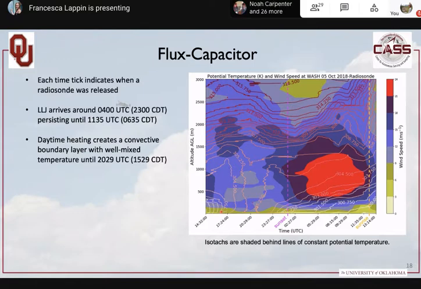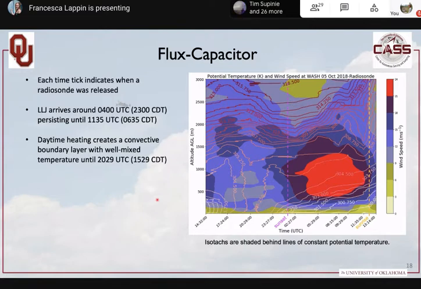Contours over that are potential temperature lines, and you can see as the day begins, there is a shallow, well-mixed layer potential temperature, which increases with height as the day goes on and as the surface becomes heated. And as we come just a few hours before sunset, the potential temperature lines show more of a stable boundary layer transition.